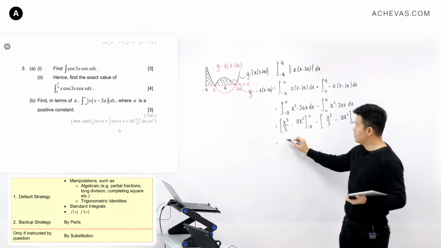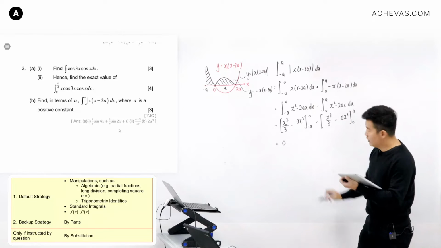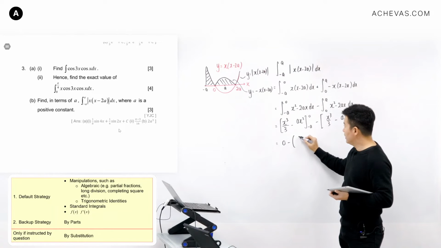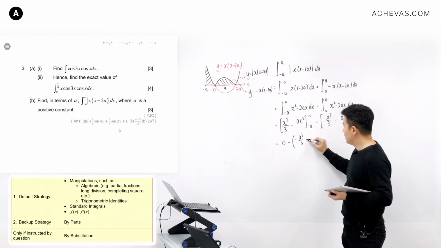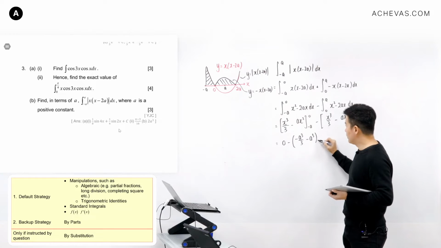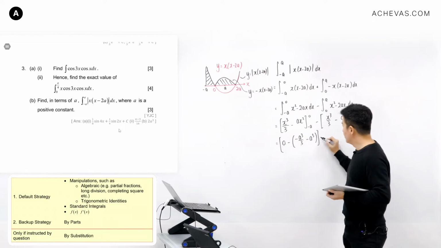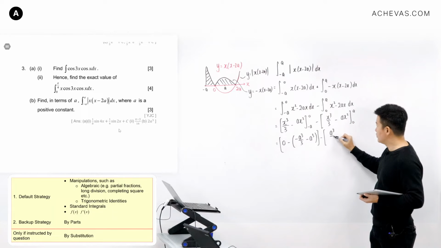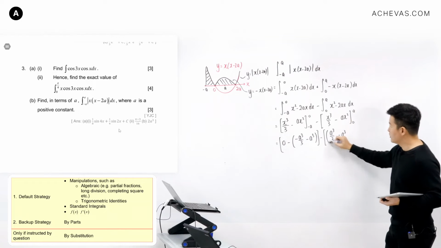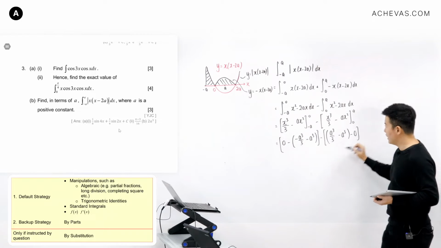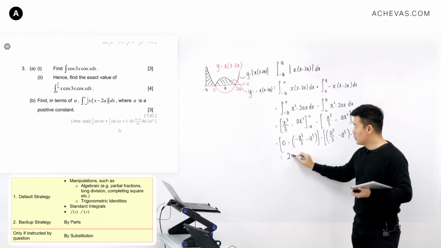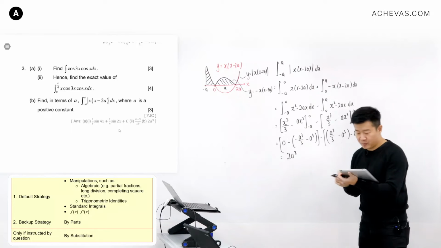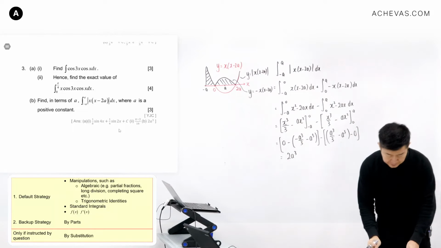So substituting 0 in, we're going to be getting a 0. Then minus away minus a to the power of 3 over 3 minus a to the power of 3. Minus away, substituting a in, we have a to the power of 3 over 3 minus a to the power of 3. Substituting 0 in, it is going to be equal to 0. And if you were to evaluate this, you will end up with 2a to the power of 3.